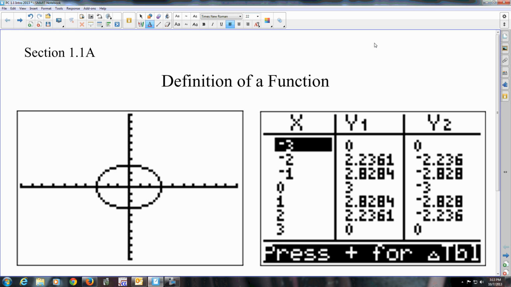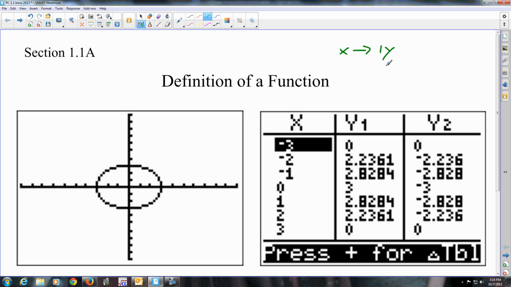Okay, guys, this is for section 1.1, the first half, it's really not half, but the first part, how about that, of pre-calc. And the first thing we need to do is start with the definition of a function. A function is defined as a set of values where for every x value, there's only one y value.